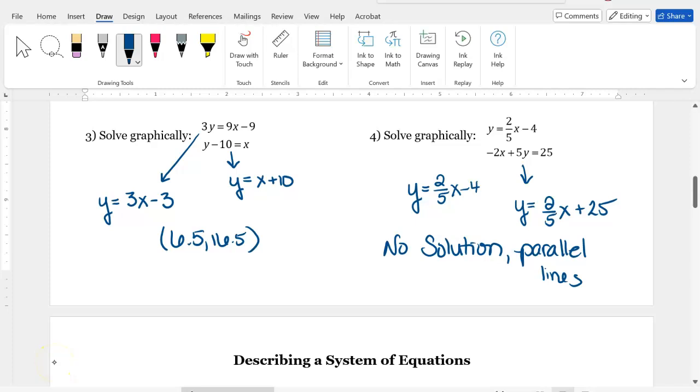Okay, what you would have seen when you went to graph this is that there are parallel lines. There is no solution to this. And maybe you would have realized that when you went to solve the bottom one for y, you'd realize that they actually have the same slope. So there is no solution because those are parallel lines.